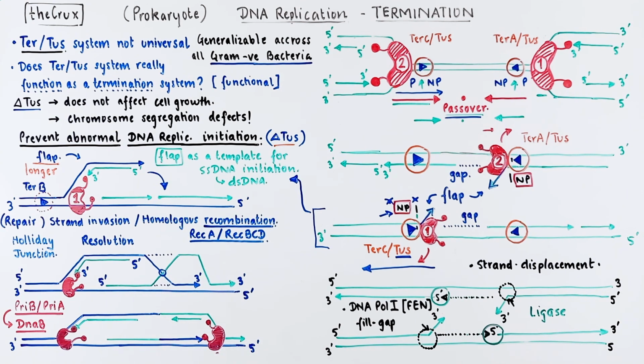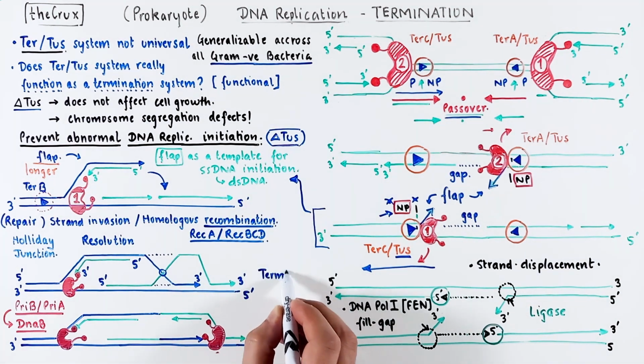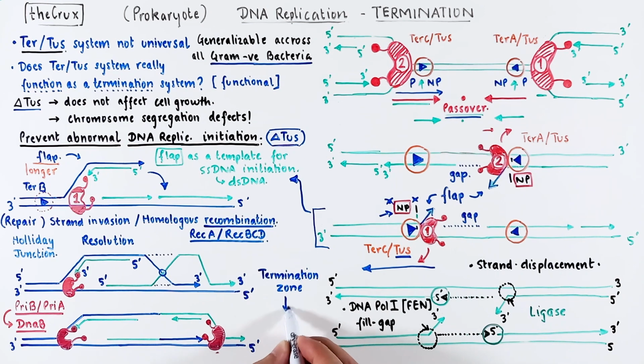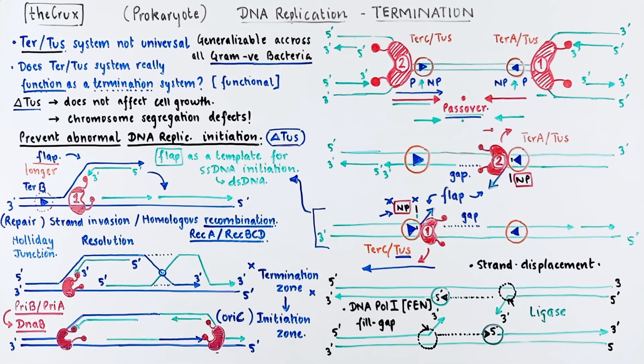So, in the absence of Tus protein, we have converted the termination zone into a replication initiation zone, which typically is the origin of replication. So, the supposed termination zone has become abnormal. So functionally, the real role of Tus-Ter may be to prevent this sort of abnormality, and termination system is just how it is observed, but not how it evolved.